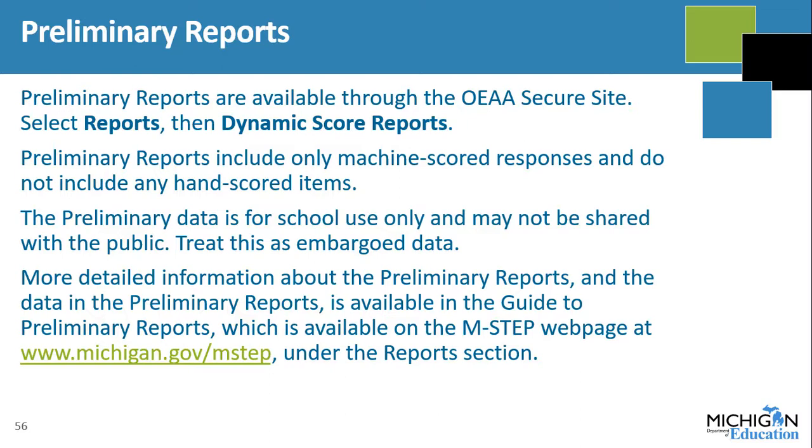It is also important to remember that preliminary data is for school use only and may not be shared with the public. Schools must treat this as embargoed data. More detailed information about the preliminary reports and the data in the preliminary reports is available in the Guide to Preliminary Reports on the M-STEP webpage at www.michigan.gov/mstep under the Reports section during the test administration.